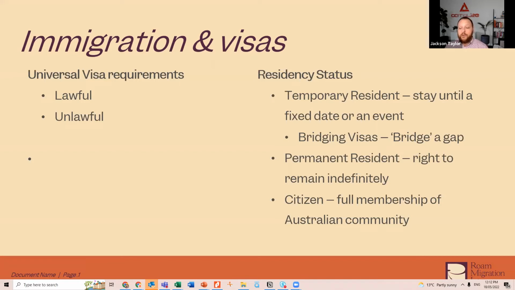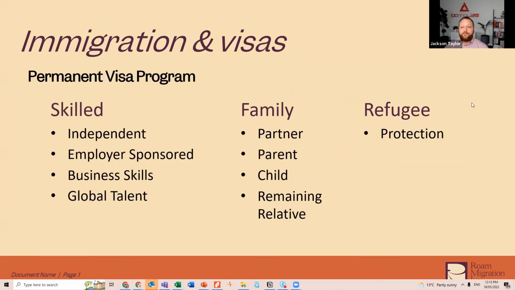And then we have citizenship, which is full membership of the Australian community with the right to vote, access to most or all social security, although there are limitations on that in some circumstances for new migrants, as well as being able to seek an office in the Australian government, state government, parliament, so forth. So those are the different statuses we have in Australia.